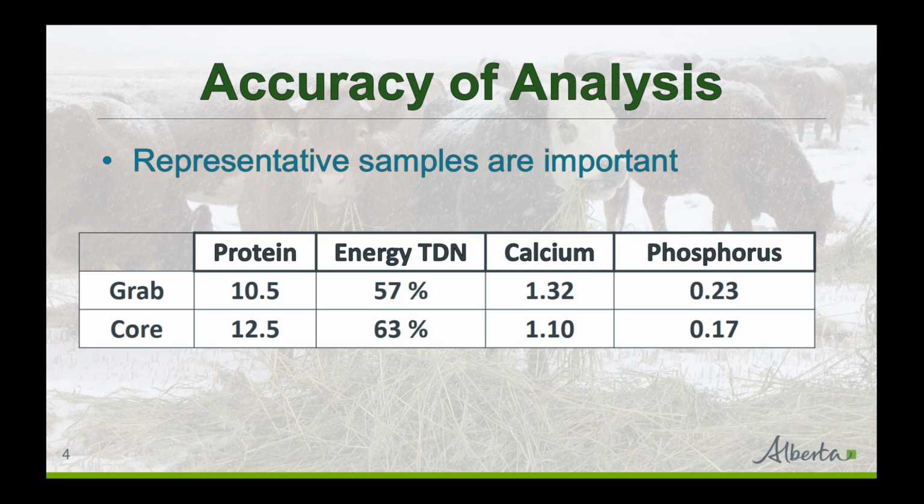For a lactating cow ration, for example, they need 11% protein and 60% TDN. So the difference between the core and the grab sample would be about 5 or 6 pounds of barley and half a pound of canola meal. So that would be roughly 60 cents per head per day.